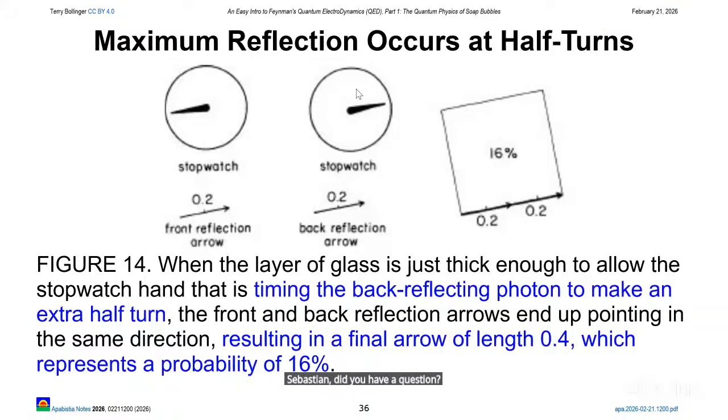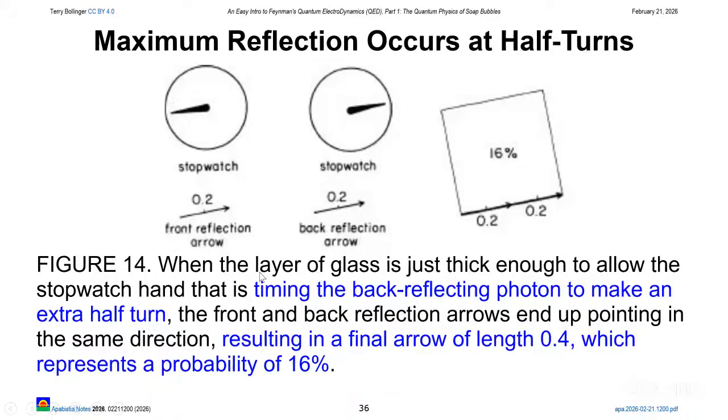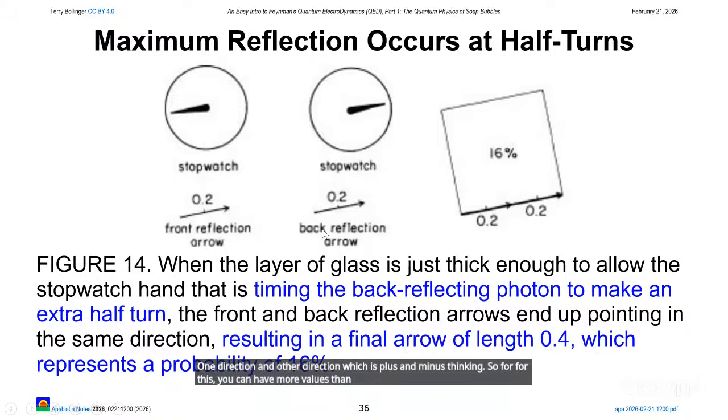Yeah, just one remark, maybe it will change your talk. Please do not use probability as the square root of, because it's not the same. Square root of probability means you have a real value from 0 to 1, but in that you have a vector, and you can take one direction and the other direction, plus and minus. So you can have more values than just 0 to 1.